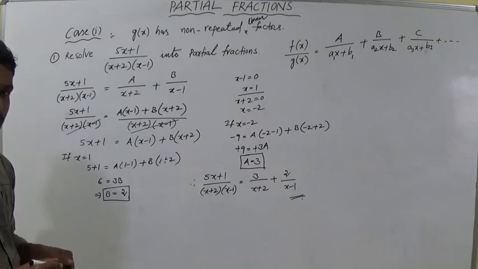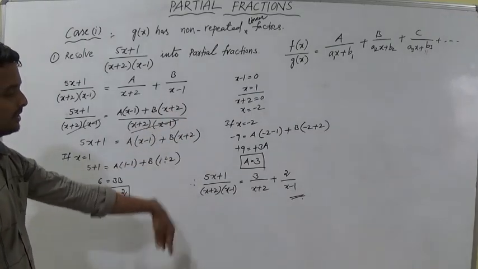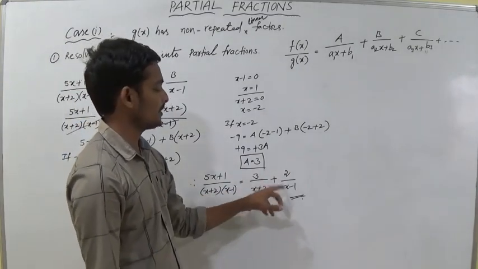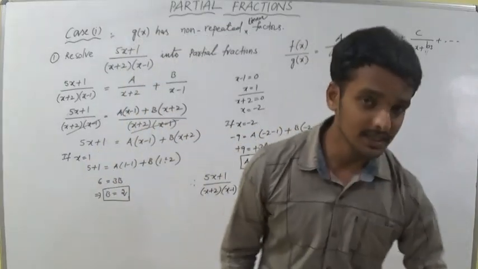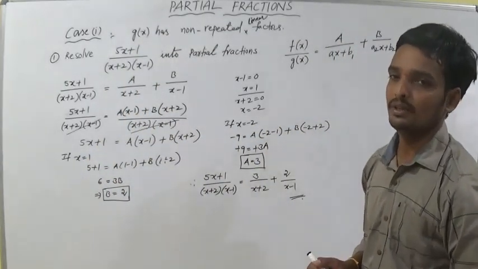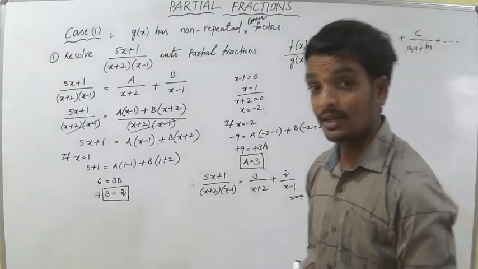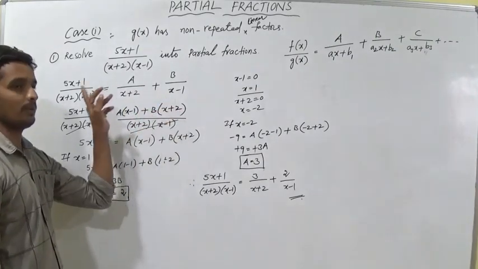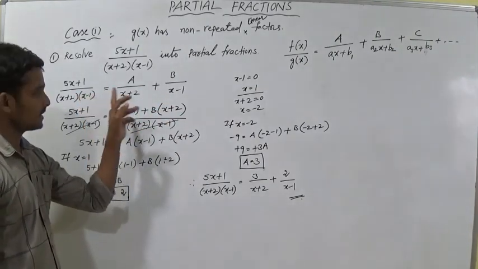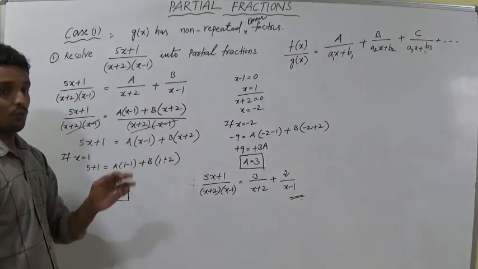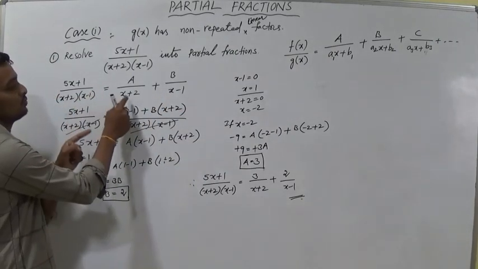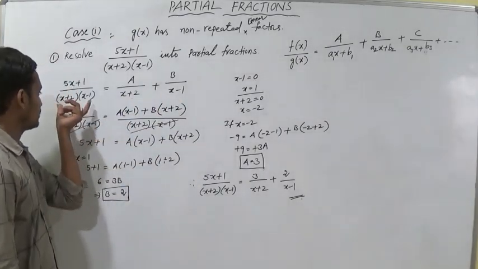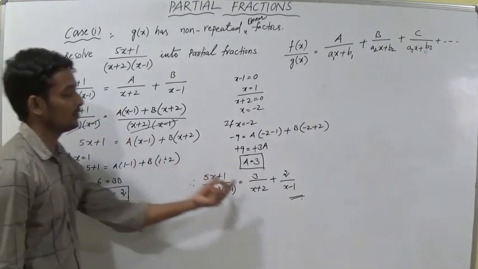Do you understand? I think nothing is tough, very easy. So 5x plus 1 by x plus 2 into x minus 1 is equal to 3 by x plus 2 plus 2 by x minus 1. So, is this right or wrong? If you have a doubt in your mind, we have already discussed in the first topic that the sum of two proper fractions is a proper fraction. We can express one proper fraction as two proper fractions, that means two partial fractions. So they are giving one proper fraction, and we divided it into two proper fractions.